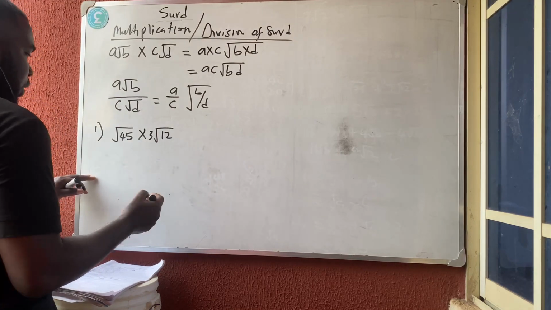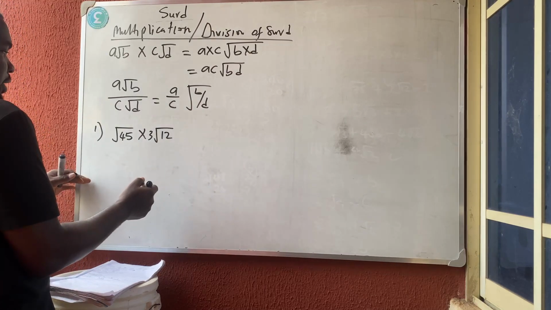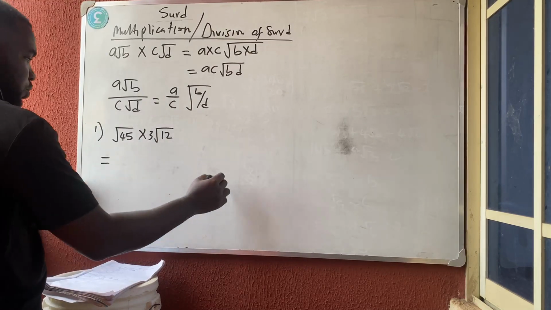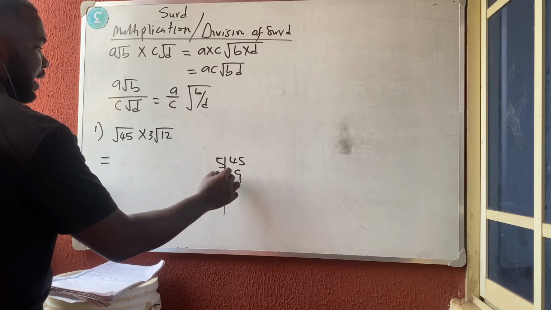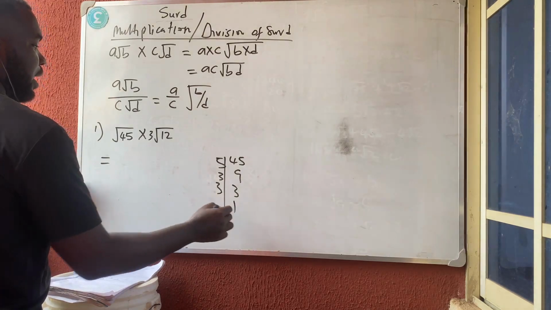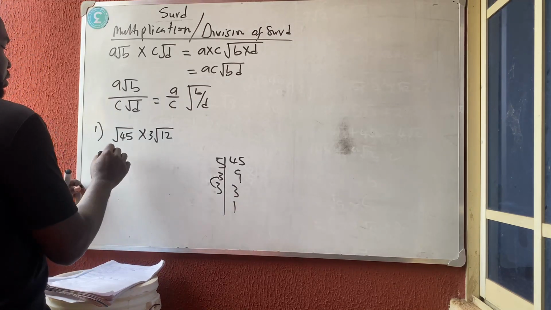Okay, so what do we do? Before you do anything here, try to reduce them if they are reducible so that it will be easy for you. So I have 45. 5 divide, I have 9. 3 divide, I have 3. 3 divide, I have 1. Okay, so I'm having 3 here.